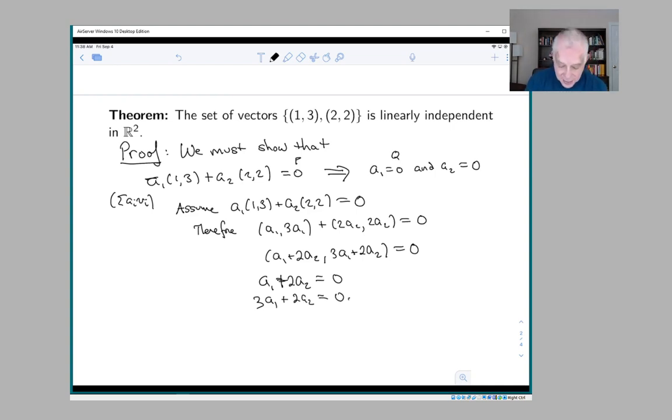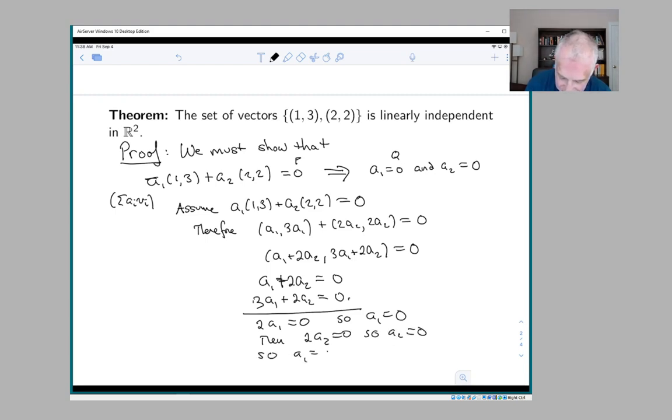And I will not do the algebra here, but if you have any questions about it, you should make sure that you do it yourself. Well, actually, why don't I just do the algebra? If we take the first equation minus the second equation, we get 2A1 equals 0. So A1 equals 0. And then we get that 2A2 equals 0. So A2 equals 0. So we've shown that A1 and A2 are both 0. So we've shown that if P is true, then Q is true, and therefore the set is linearly independent.